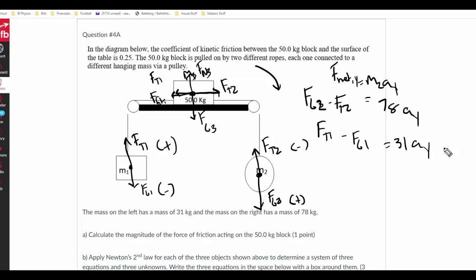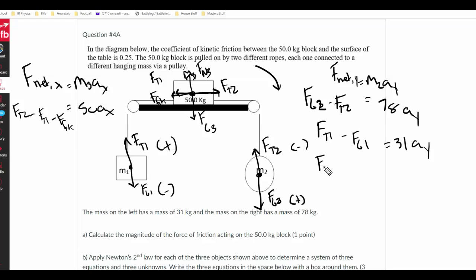Okay. Finally, I write down the second law equation for the 50 kilogram box, but this one I do in the x direction because this box is accelerating in the x direction. So I have 50ax. The sum of the forces has Ft2, which is a positive force because it's clockwise, minus Ft1, which is going counterclockwise, minus Ffk, which guess what we just found.